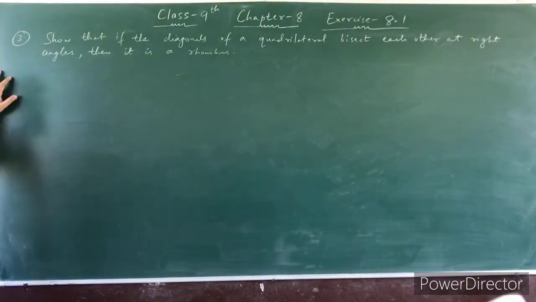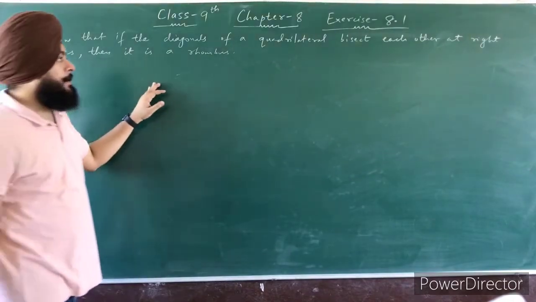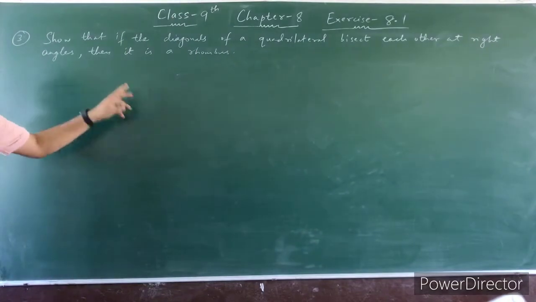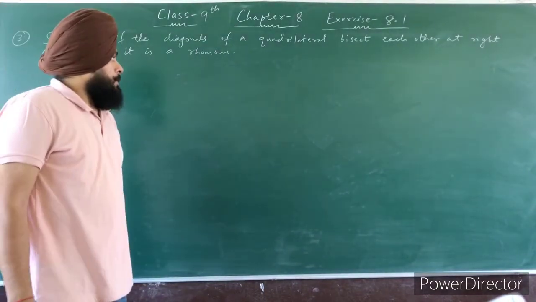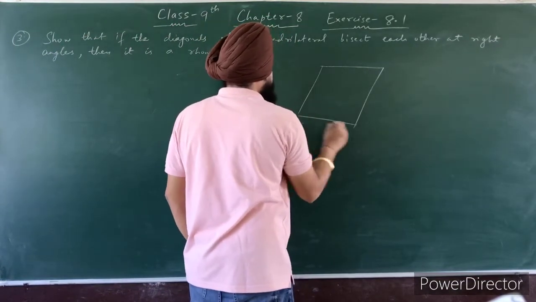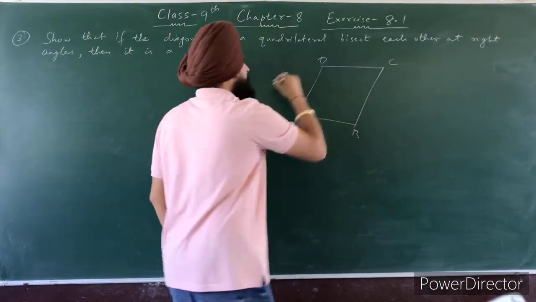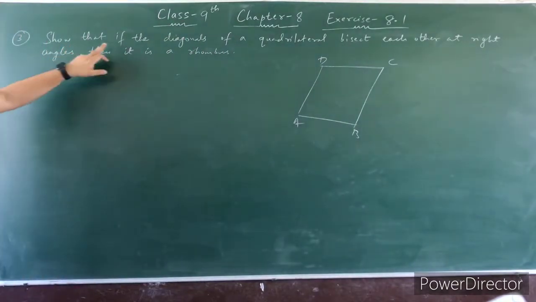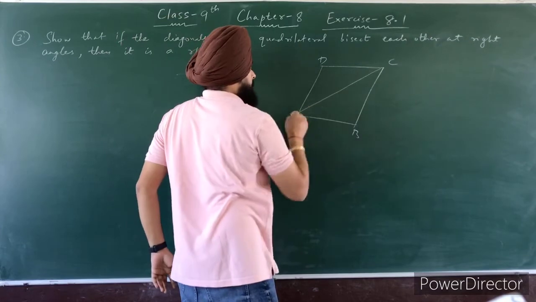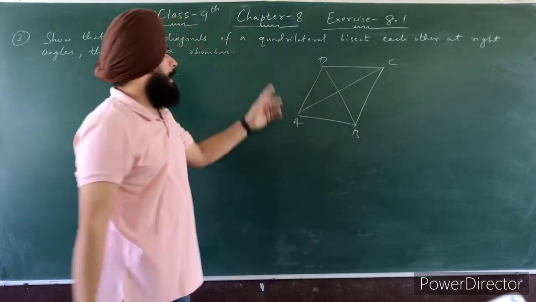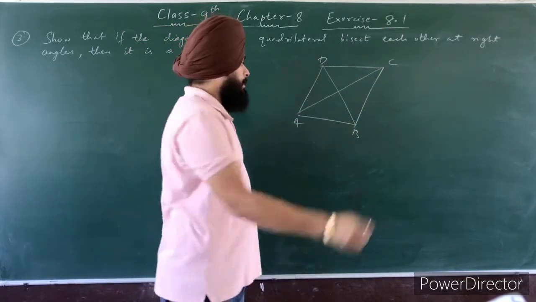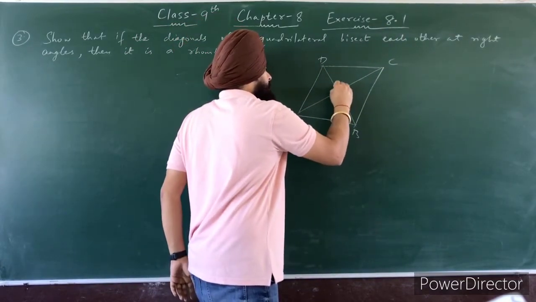Next, this is your question number 3. Show that if the diagonals of a quadrilateral bisect each other at right angles, then it is a rhombus. So first draw a quadrilateral, name it A, B, C, D. There are two diagonals, AC and BD, and the diagonals of the quadrilateral bisect each other at right angles.